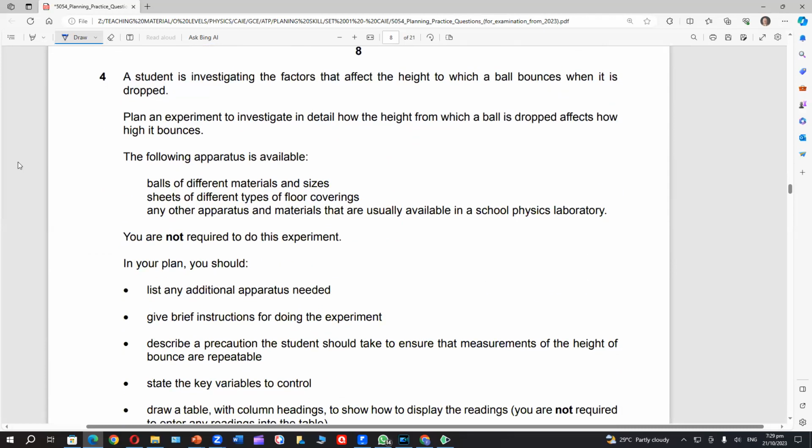A student is investigating the factors that affect the height to which a ball bounces when it is dropped. Plan an experiment to investigate in detail how the height from which a ball is dropped affects how high it bounces. It means you have to repeat the trial for different heights and you will see how high the ball rises. Remember that the ball goes very fast.